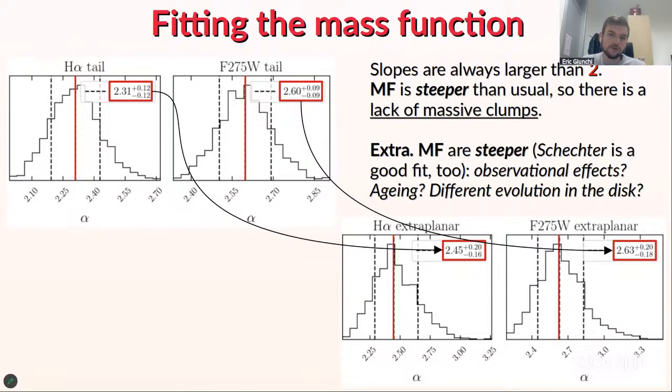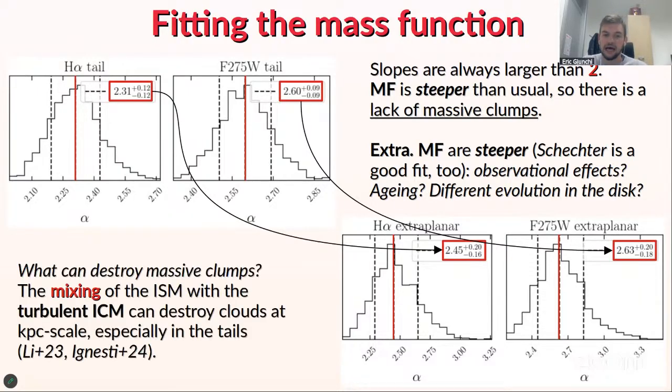And this could still be due to observational effects that are maybe more difficult to quantify in the extraplanar region, in which we are already a bit contaminated by the disk. But it could also be due to the fact that maybe in the tails, there is something happening that is not happening in the extraplanar region. However, the take-home message is that the mass function is steeper than 2, and so we have a lack of massive clumps.